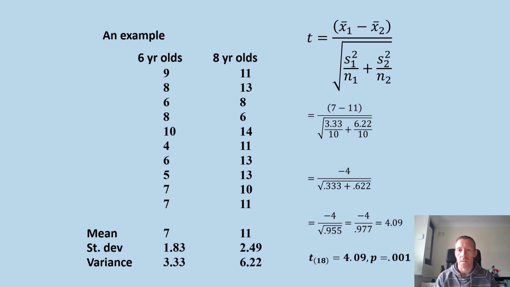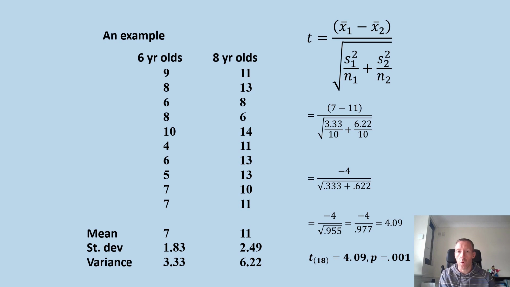Underneath that, you can see how you would report the result of the t-test. You've got t, the test statistic, then in brackets 18, which is the degrees of freedom, equals 4.09, then a comma, then p for the p-value, equals 0.001. So about a 1 in 1,000 chance of getting a t-value that large or larger, so a difference in scores that large or larger. That's a statistically significant result.